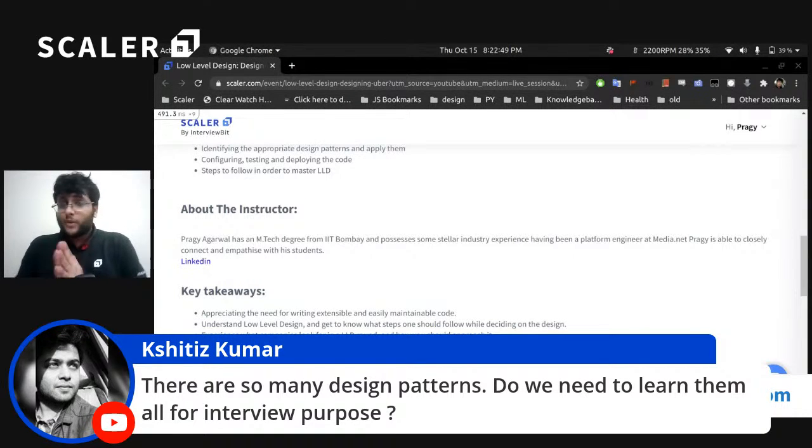We will not be able to cover all of those design patterns in this class, but we will be covering the most important design patterns that will be related to designing Uber. We will cover all of them.